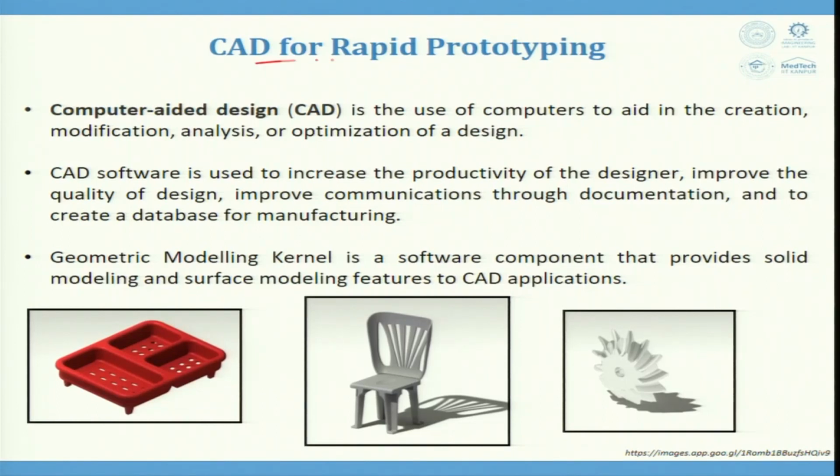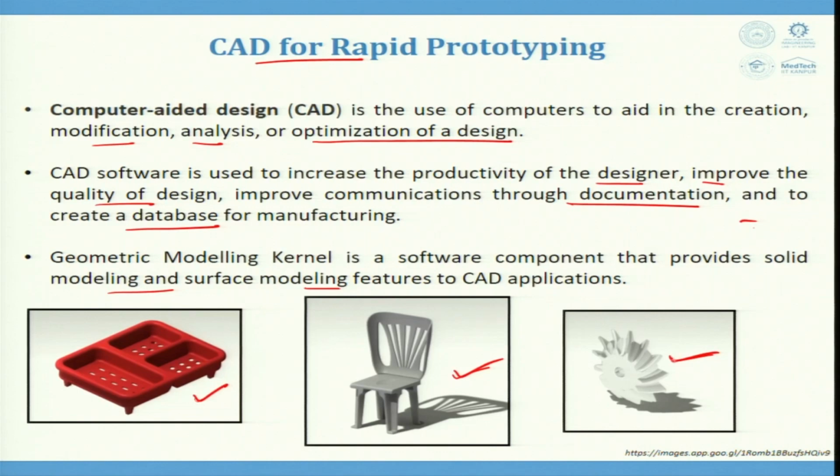First step, CAD for rapid prototyping. CAD is the use of computers to aid in the creation, modification, analysis or optimization of a design. CAD software is used to increase the productivity of the designer, improve the quality of design, improve communication through documentation, and to create a database for manufacturing. A geometric modeling kernel is a software component that provides solid modeling and surface modeling features to CAD applications. These are all CAD models that you could see. It is just a soap case, this is a plastic chair, and this is a gear.